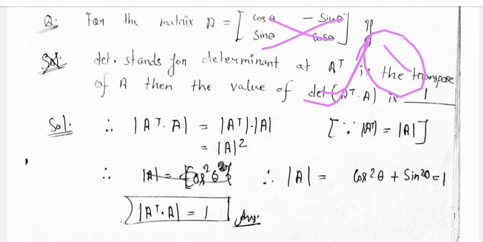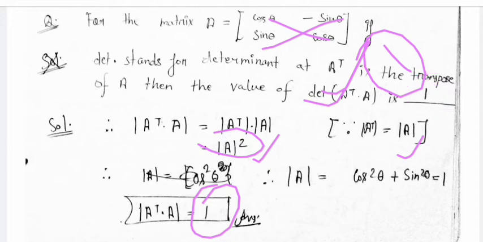Now, putting in all the values, on the basis of the orthogonal matrix, we know that determinant of A transpose is always equal to determinant of A. Now putting all that in, we get determinant of A square. After putting this in, we got 1. Why? Because we know that the determinant is 1.